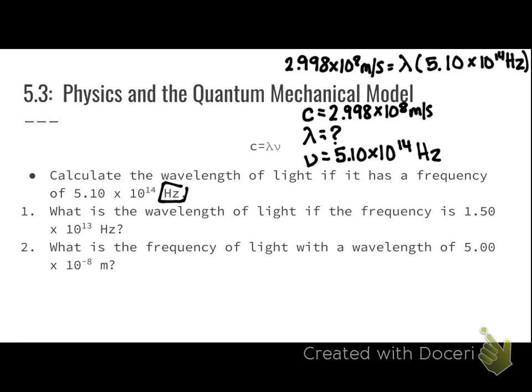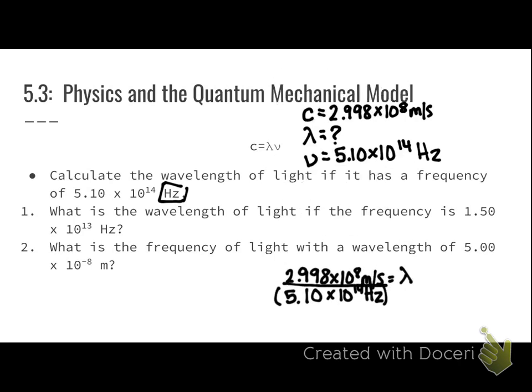If we divide both sides by the frequency, we're going to end up with a fraction that looks kind of like this. I'm going to move this down so we can see it a little better. Okay, so we've got the speed of light divided by the frequency is equal to our wavelength. And if we type this in our calculator, we should get 5.88 times 10 to the negative 7th meters, which is going to be our answer.